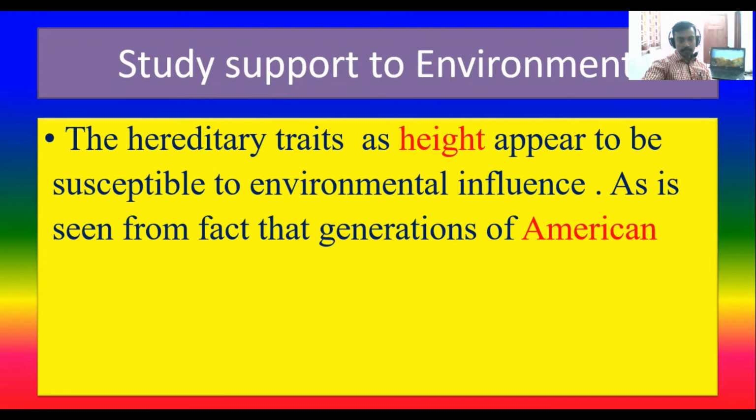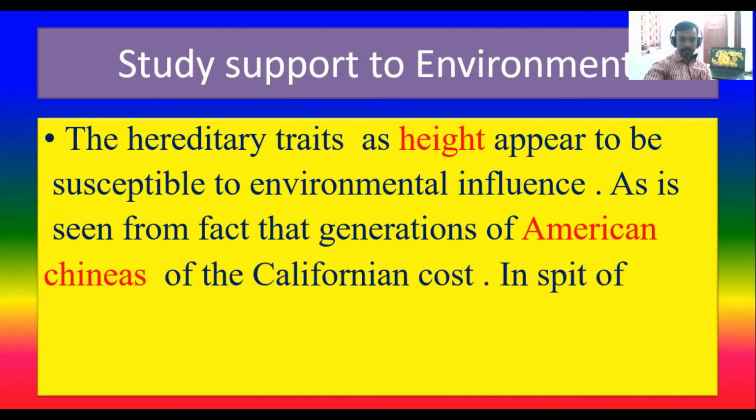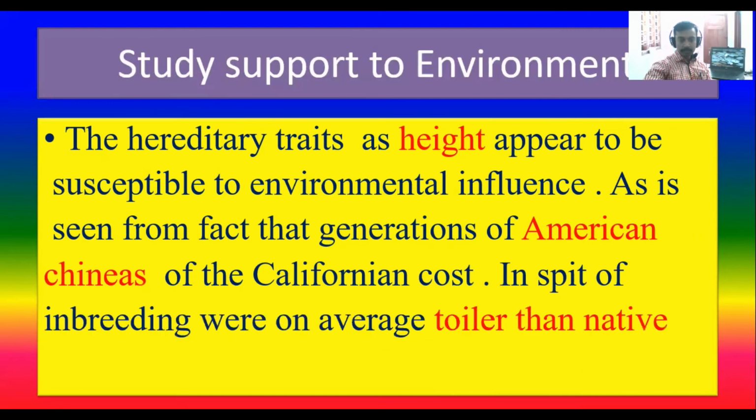Susceptible to environmental influence. Example in the study here: American Chinese. Already we had seen one study in the overview, the Japanese and American Chinese on the California coast. They were, on average, taller than native Chinese. We know that Chinese are short, but American Chinese are taller and heavier due to environmental factors. All the environment, physical, biological as well as socio-cultural, influences and supports determination.